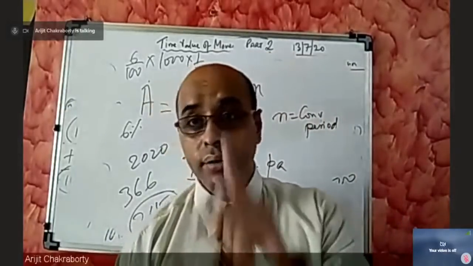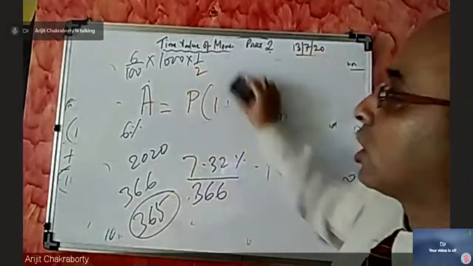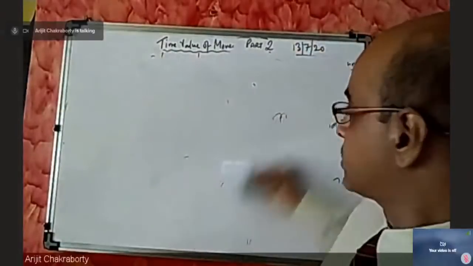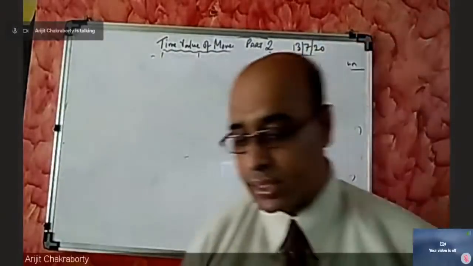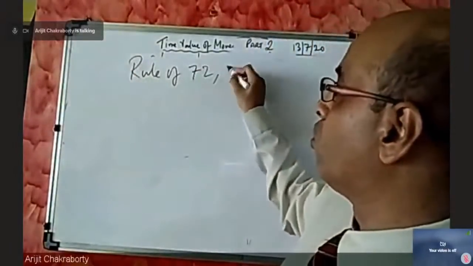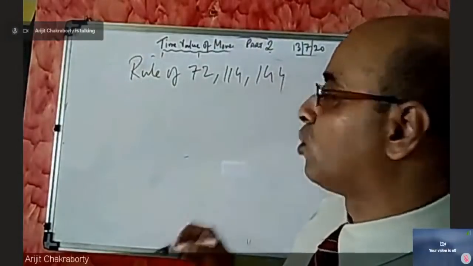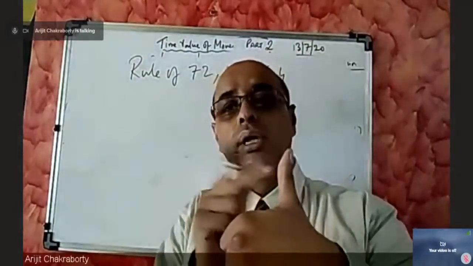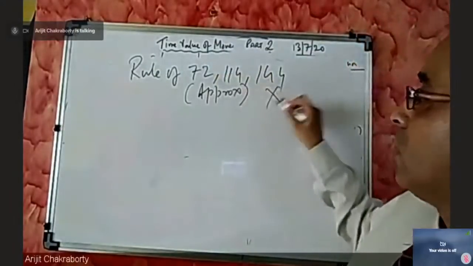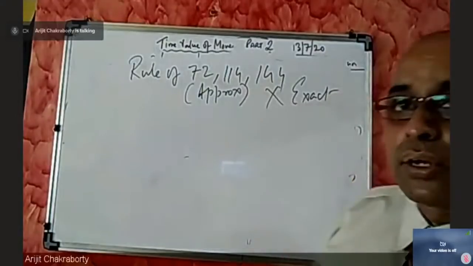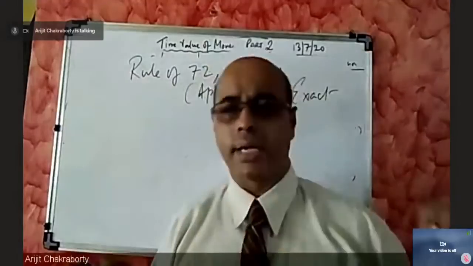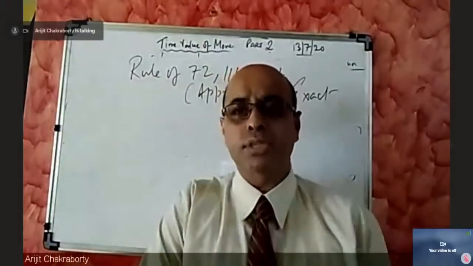Now we go to another few interesting shortcuts which you need to remember and note down. This is on compounding of interest. This is called the rule of 72, 114 and 144, but this is only a thumb rule. It is an approximation and not an exact answer. It will not give you exactly the right answer, but it will give you approximately the right answer. There's a difference between approximation and exact.